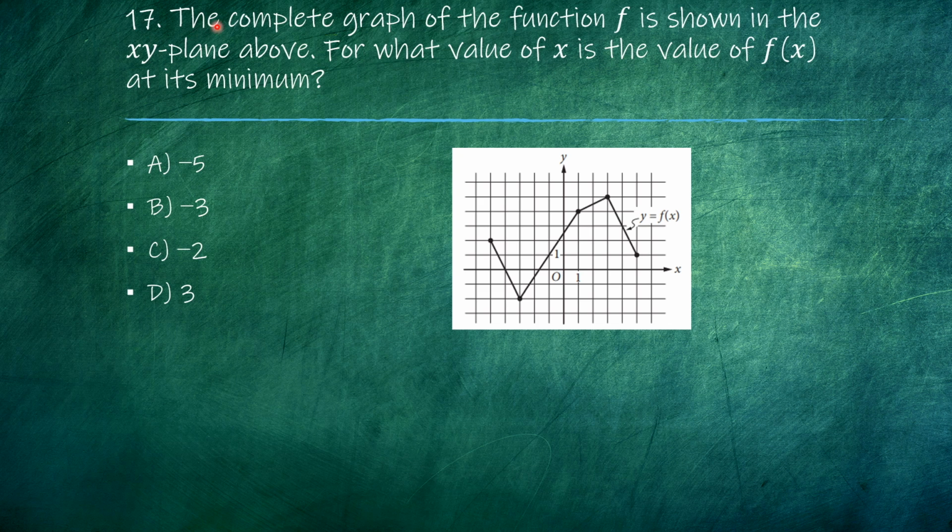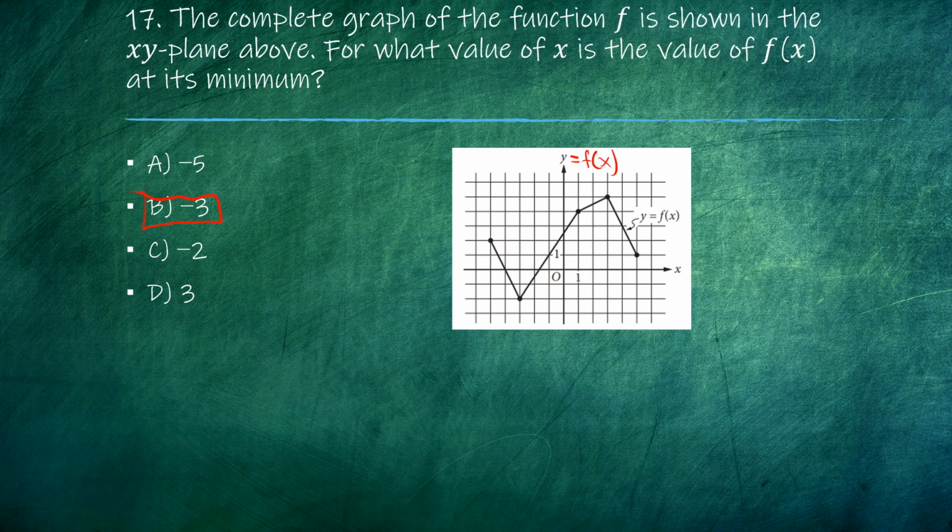Question 17. The complete graph of the function f is shown in the xy plane above. For what value of x is the value of f of x at its minimum? Go ahead, pause this video and try to solve it. The answer is B. This question is asking you to interpret a graph. And whenever you see f of x, in this case it is equal to y. So let's write it here. F of x is equal to y.